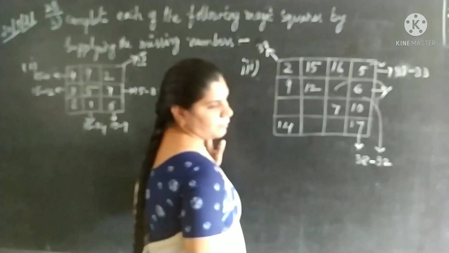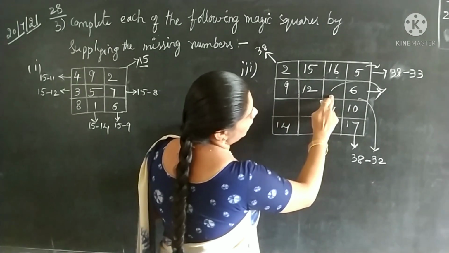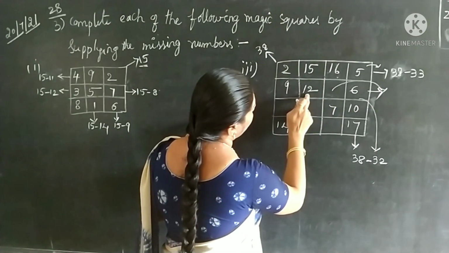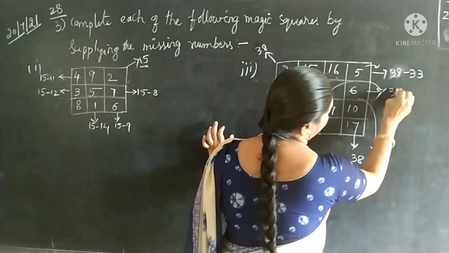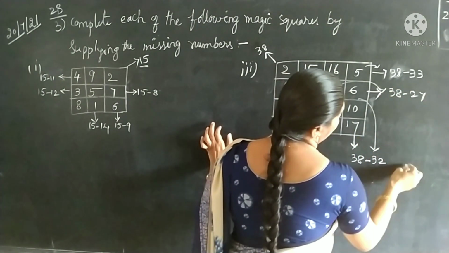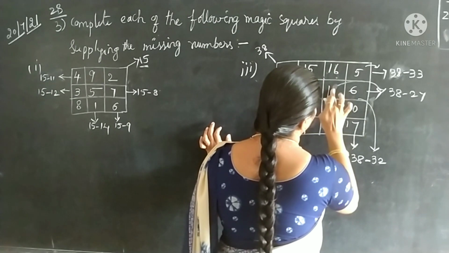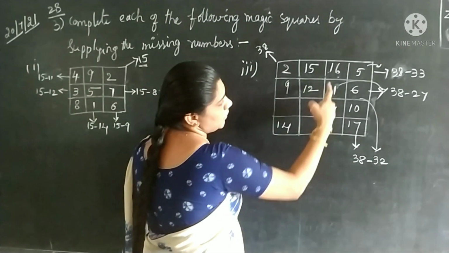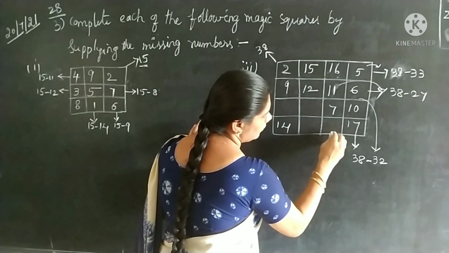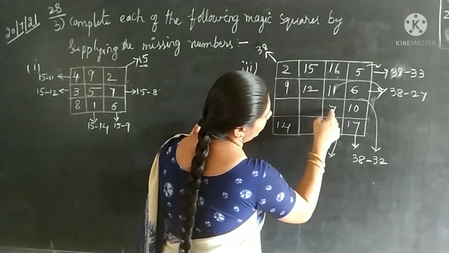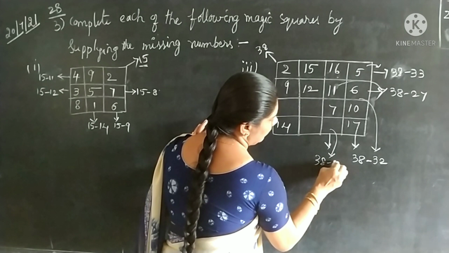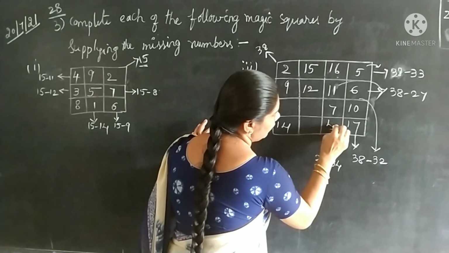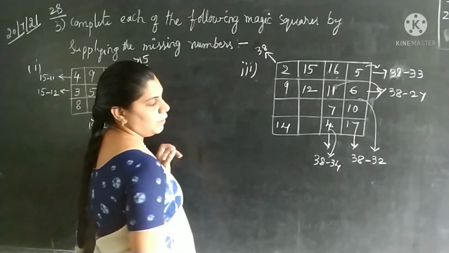So for this one. Okay? Now see, for this row, 9, this one 21. 21 plus 6, 27. 38 minus 27. What do you get here? 11. Now see, fill this row also. 27 plus 7, 34. 38 minus 34. How much? 4 is there.